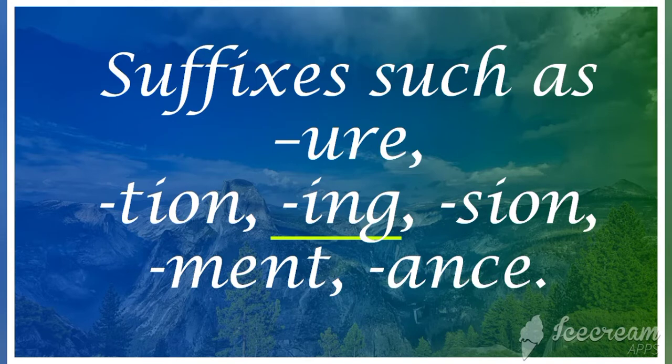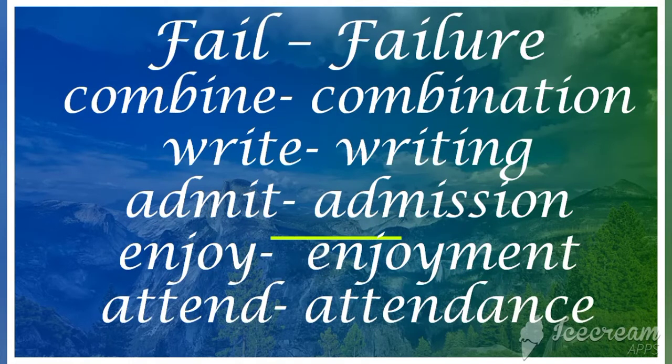So how can we make nouns from verbs? We add this ure, tion, ing, sion, ment, and anc as the suffix to some verbs, and this forms a noun. When we see the example, I think you can understand. Here is the first one: fail. This word fail is a verb. I think you know what is meant by verb. Verb means action words. Fail is an action word, so it is a verb.